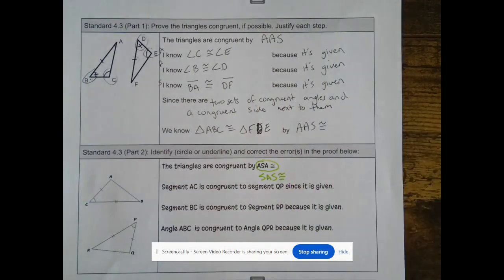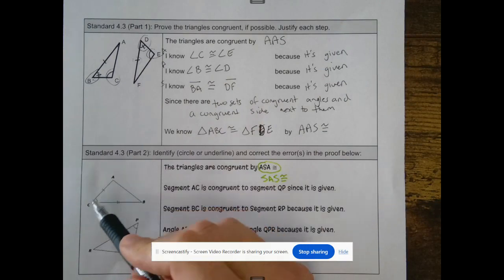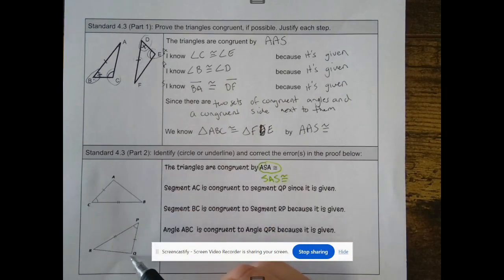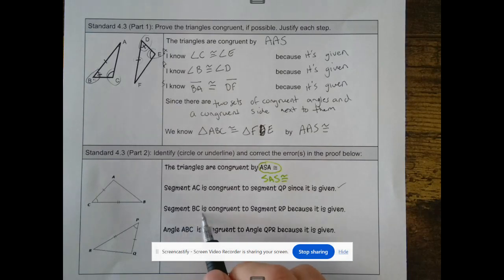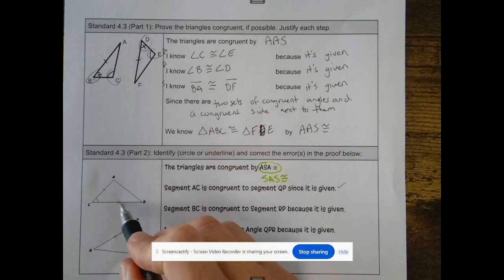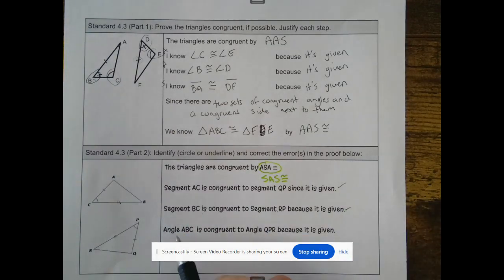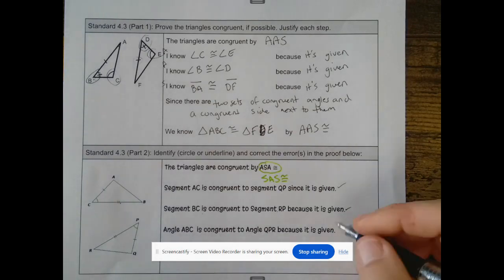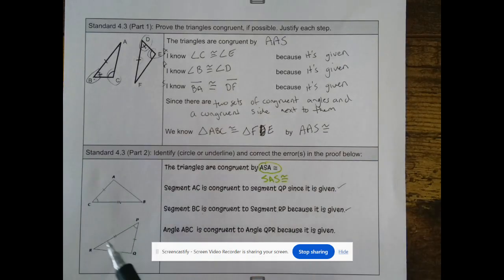Now let's check the evidence we were given. Segment AC is congruent to segment QP since it is given. AC, one congruent marking. QP, one congruent marking. Good. Check. Segment BC is congruent to segment RP because it is given. BC, two congruent markings. RP, two congruent markings. All good. Angle ABC is congruent to angle QPR because it is given.